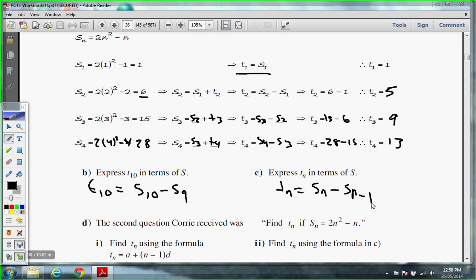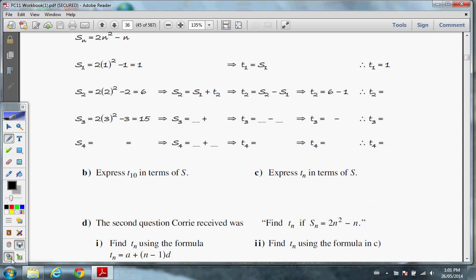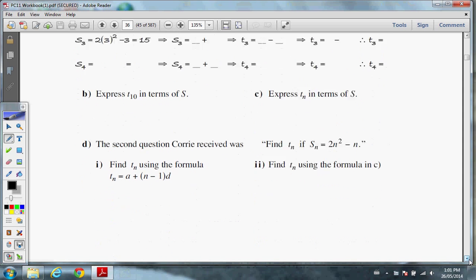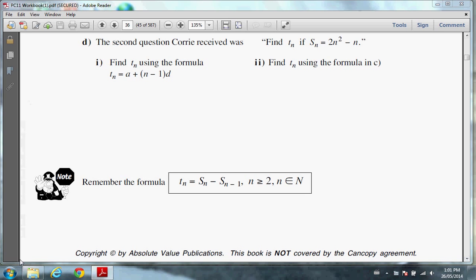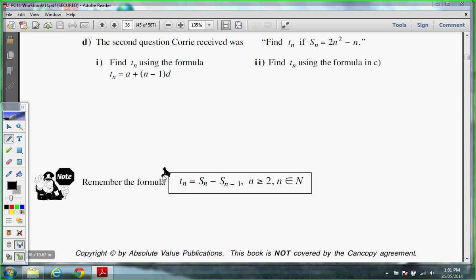Everybody have that? Okay, so this yields the formula here at the bottom. We're going to do one more thing here, just putting into simplified terms, but this yields this formula. T sub n is the same as series n minus the series before it. And notice that it has to be greater than 2. You can't do series 0.